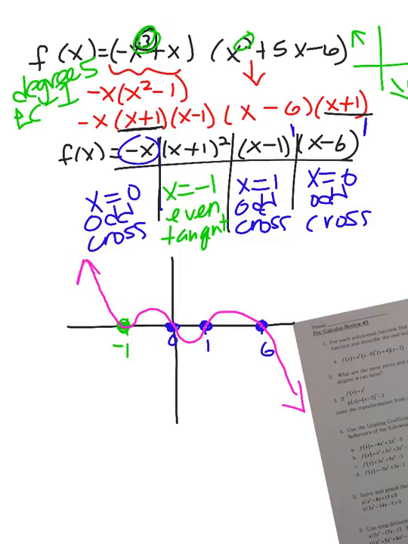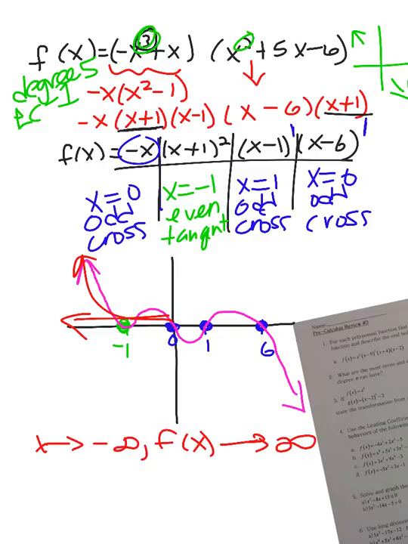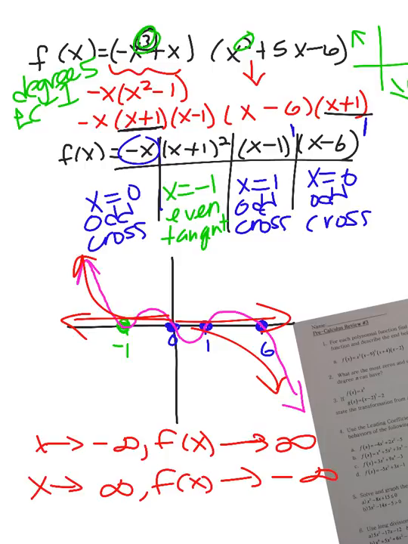Now I need my end behavior. As x goes to negative infinity, as x goes to the left, my y goes up. So f of x goes to infinity. As x goes to infinity, as x goes to the right, my y's go to negative infinity. Okay, so let's take a look at number 2.